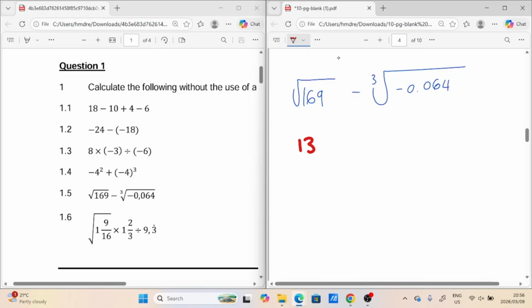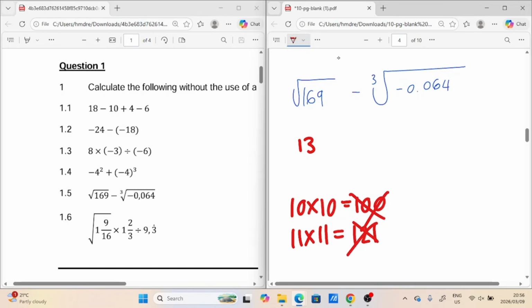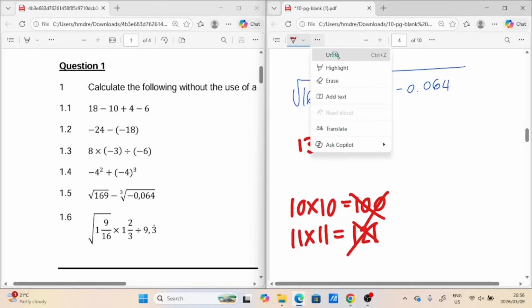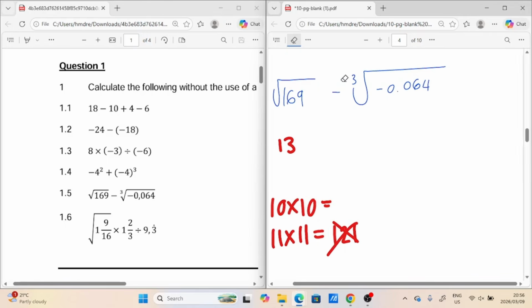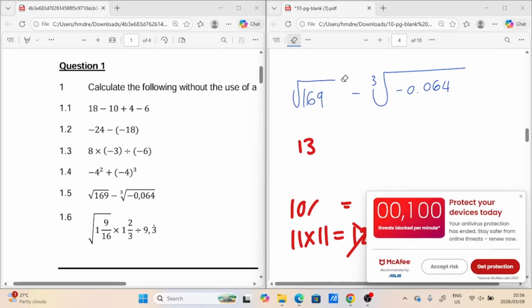If you don't know what it is, what I would recommend if you come across a question like this is to start testing. So I would say, I know 10 times 10 is 100, so it's not that. 11 times 11 is 121, so it's not that. I'd start testing like this, 12 times 12, and then eventually you're going to get 13 times 13. So that's how you do it if you're really stuck in the test.